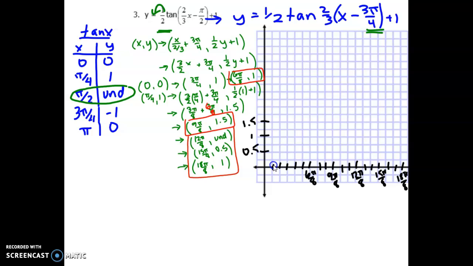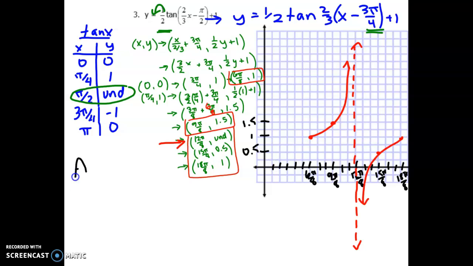So from here, the asymptote should be the easiest one to put in. The asymptote is at 12 pi over 8. So I'm going to make 12 pi over 8 my asymptote. My first point was at 6 pi over 8 and 1. Then I had a point at 9 pi over 8 and 1.5. I had 15 pi over 8 and half. And 18 pi over 8 and 1. So your graph is going to hug your asymptote in both directions.